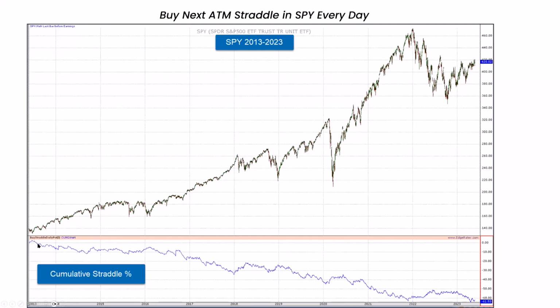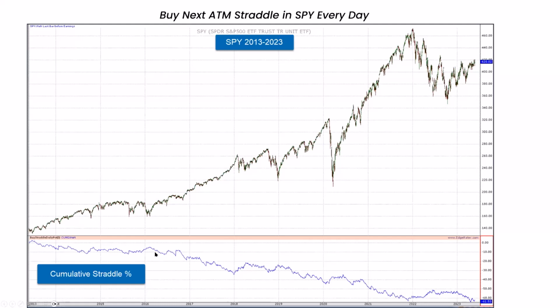But you can see the blue line down here, this is your cumulative straddle percent gain. This line is calculated from basically taking the percent gain each day and adding it to the percent gain of the previous day. So if you had one day where the straddle gained 10%, the next day the straddle lost 10%, that would end up being a wash.